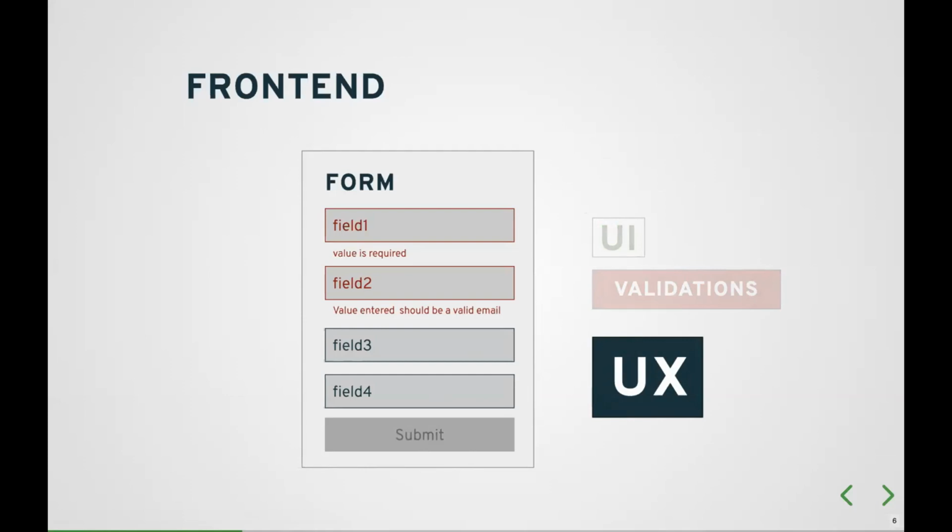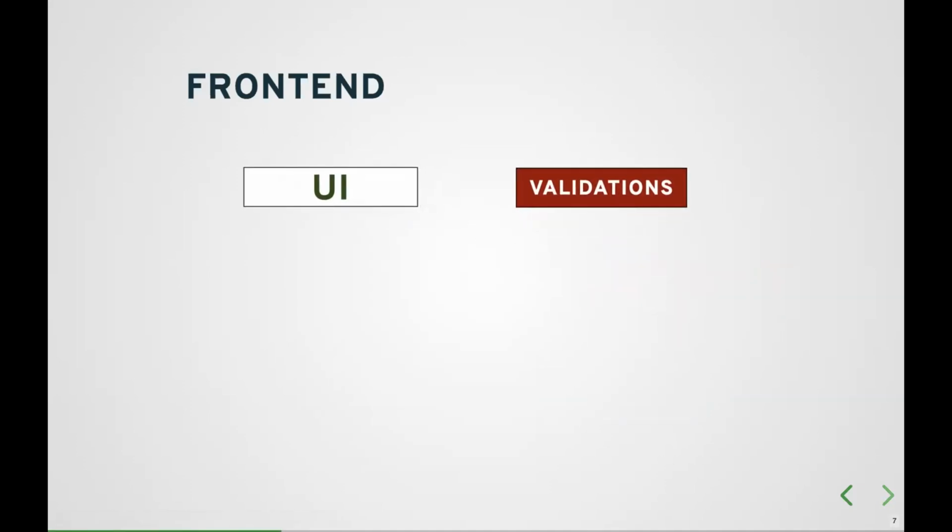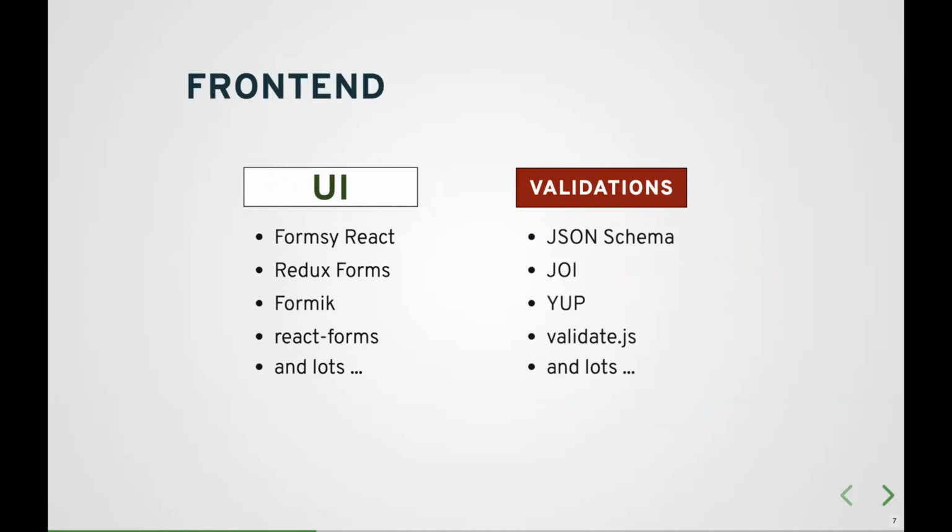We need to make sure that the UI is properly aligned and validations are properly in place, and we also make sure that the form is not very imperformant, and it is usable in the first place. And for UI and validations in particular, we have a lot of libraries. Within the React world, we have Redux Form, Formik, React Forms, and there are a lot of libraries when it comes to UI. And equally, we also have a lot of libraries for validations as well. JSON Schema is the industry standard whenever it comes to validating a JSON object. And Joi, Yup, and Validate.js are other such libraries that facilitate validations.